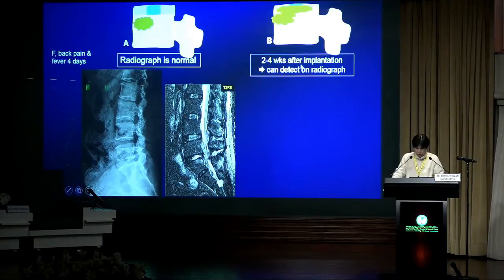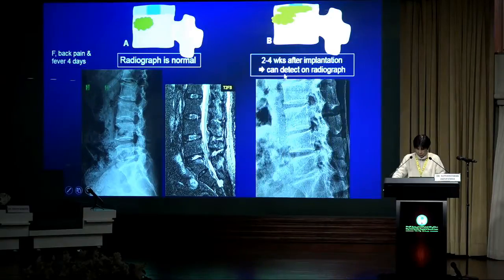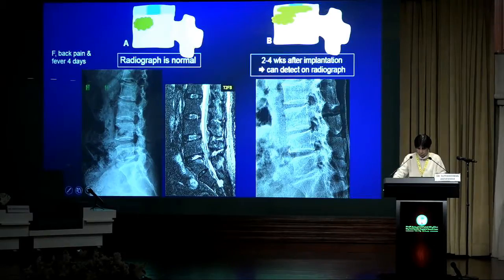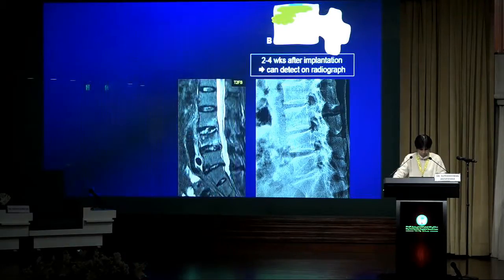After 2 to 4 weeks following implantation, infection grows by destroying the end plate, involving the disc, and causing decreased disc height. Then we can detect it on radiograph. In this patient, you can see the space narrowing right here with permeative destruction of the vertebral body with decreased height. MR imaging on the same day confirmed discitis and decreased height of the bone.